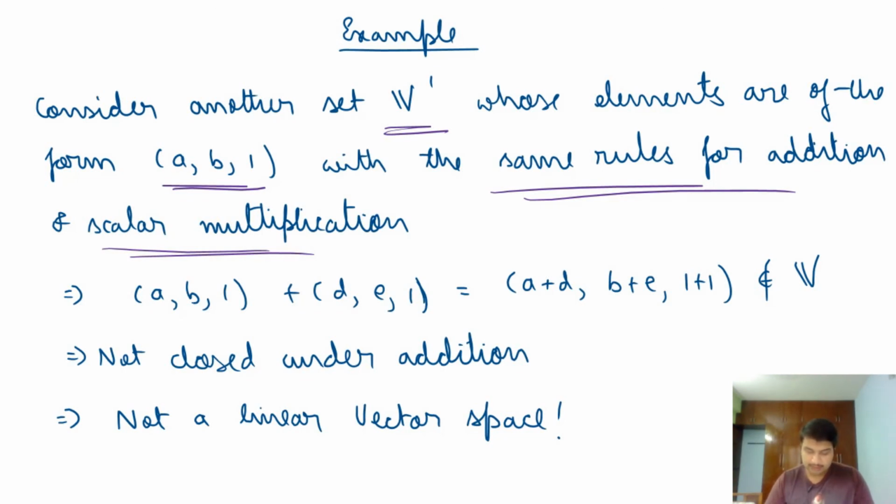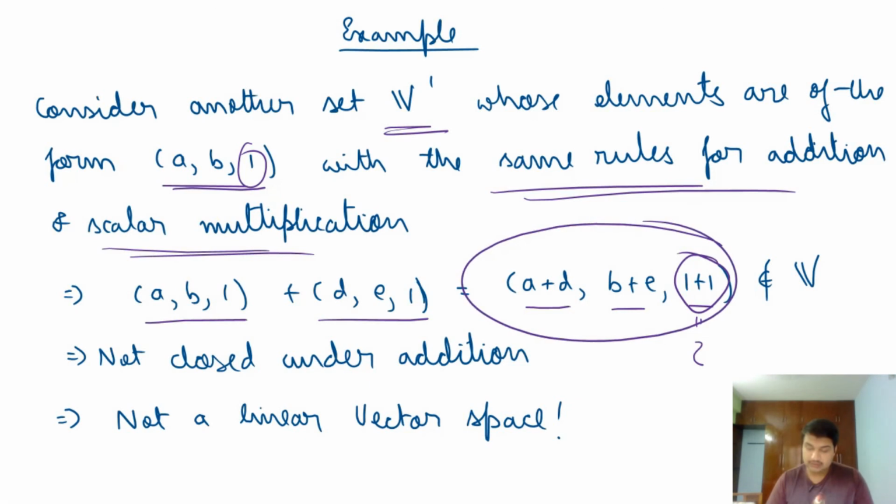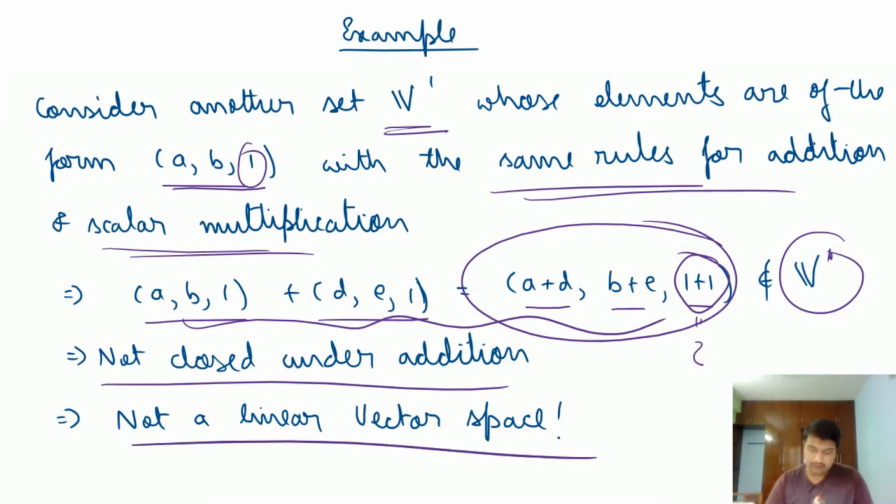That means that (A, B, 1) plus (D, E, 1) will be equal to (A plus D, B plus E, 1 plus 1). But since this is 1 plus 1, this is going to be equal to 2, which means that the third element is no longer equal to 1, which means this is not going to belong to the set V dash, which means that this is not closed under addition, and therefore the first property itself is being violated, and therefore this is not a linear vector space.